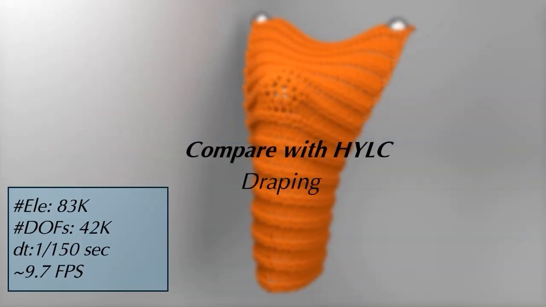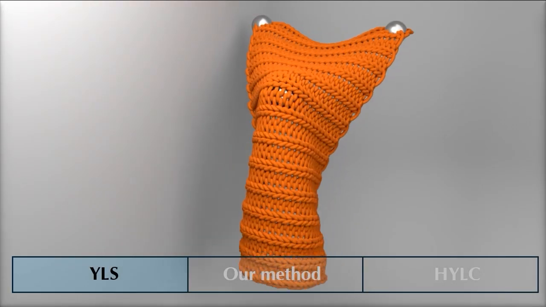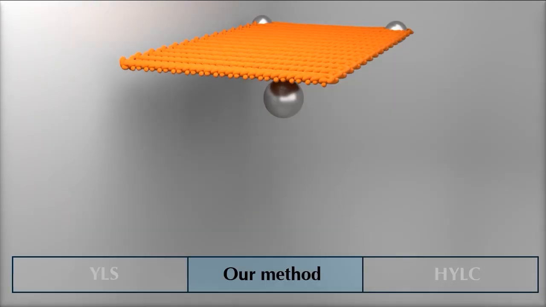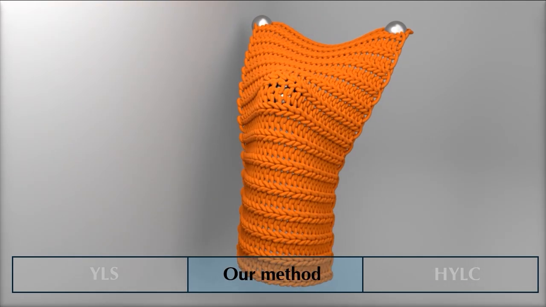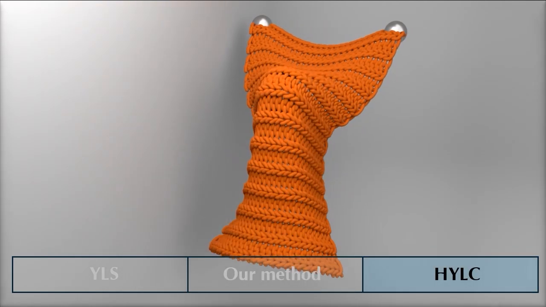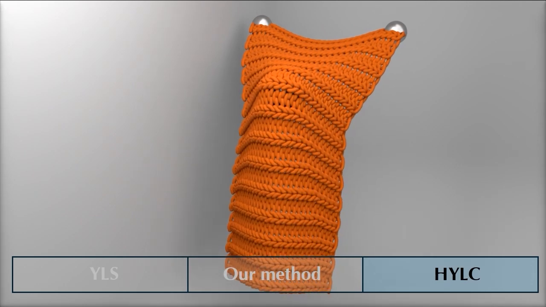The third example is draping the rib patch on a sphere. The yarn-level simulation exhibits inhomogeneous deformation at the fabric-sphere contact region. Our method can capture this phenomenon. Without spatially varying material, HYLC cannot capture it.